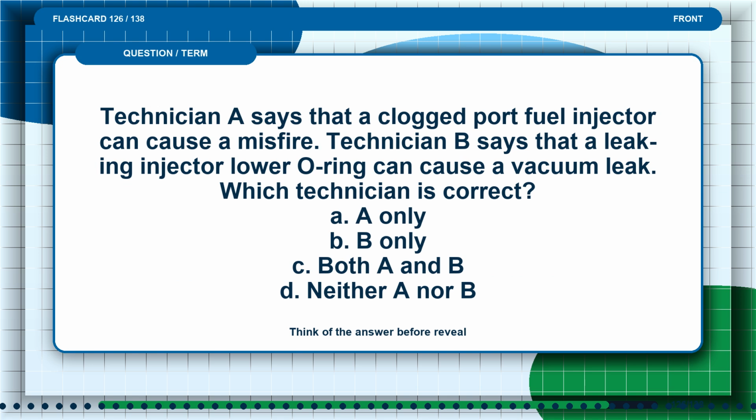Flashcard 126. Technician A says that a clogged port fuel injector can cause a misfire. Technician B says that a leaking injector lower O-ring can cause a vacuum leak. Which technician is correct? A. Only B. B. Only C. C. Both A and B. D. Neither A nor B. Pause and think of the answer before the reveal.